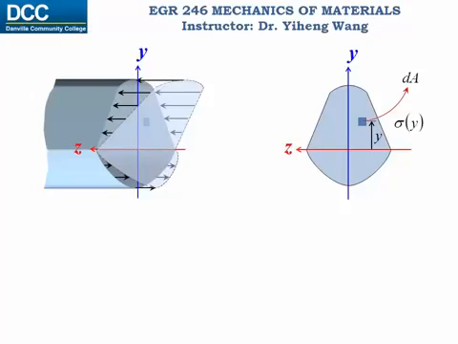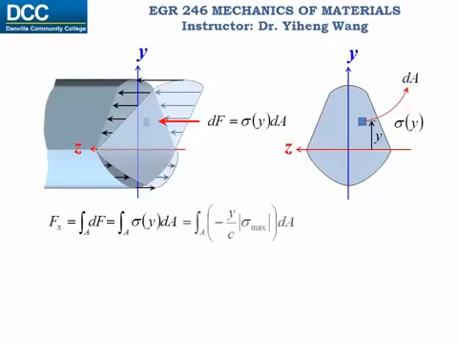And since we know that stress is force over area, stress times the area equals the differential force element at this location. Now, the resultant force along the x-axis equals the integration of dF across the cross-sectional area. Therefore, that equals the integration of sigma y dA across the cross-sectional area. And since sigma y equals negative y over c times the absolute value of maximum normal stress, sigma max, we can pull out the constants, negative sigma max over c.